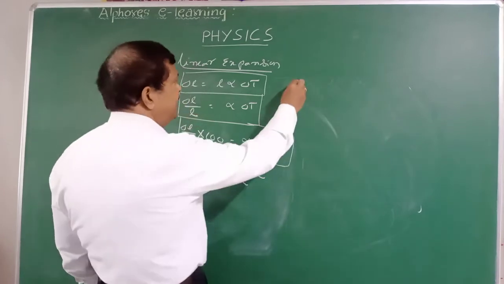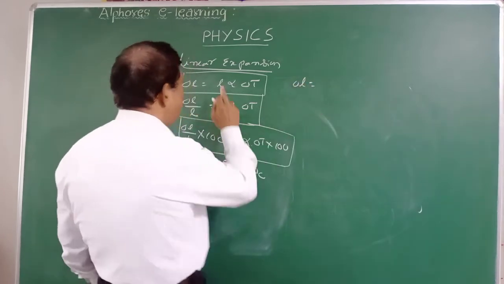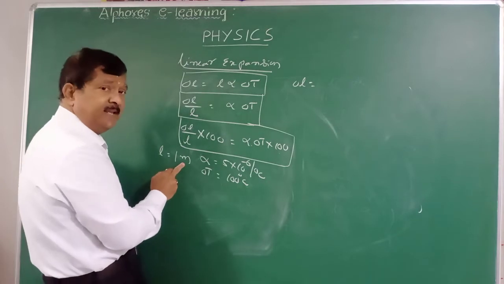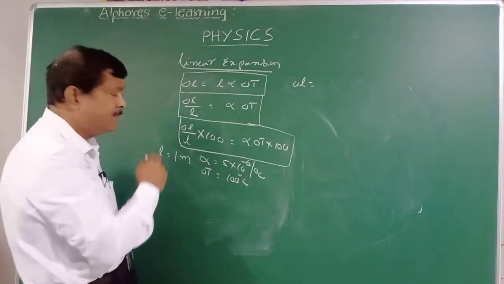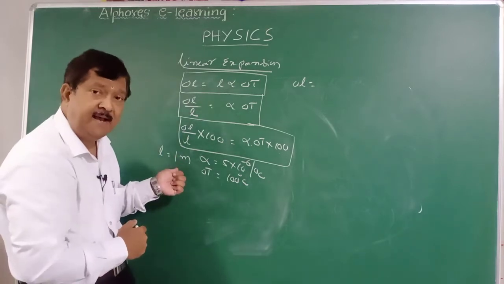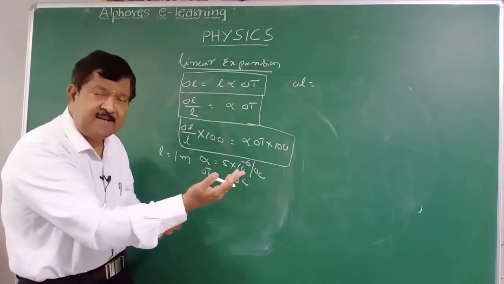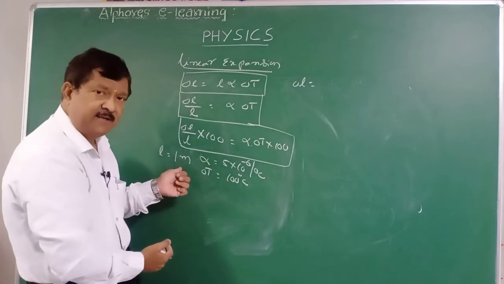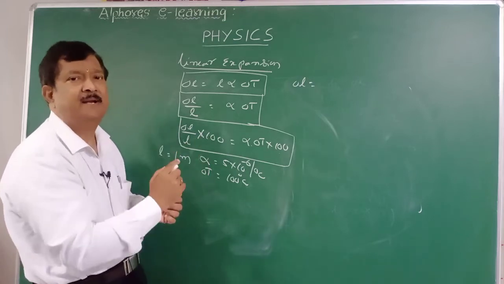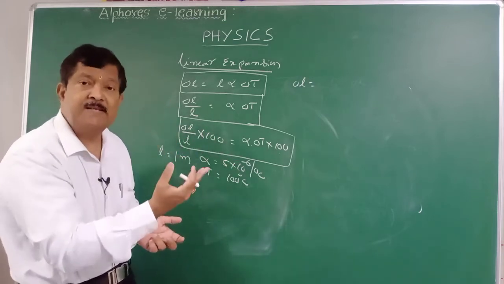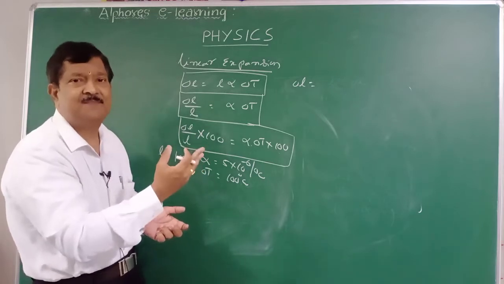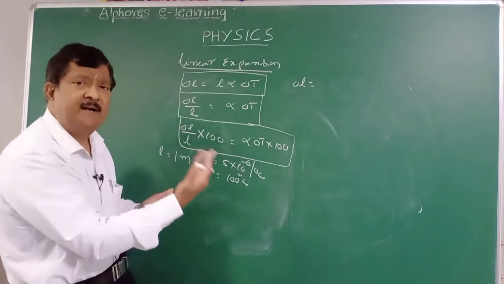What is the change in the length? Delta L equal to L alpha delta T. What is the length initially? 1 meter. Remember, when you are using the length in meter, the change in length also you will get in meter. If you want the change in length in centimeter, you can also take the initial length in centimeter. Generally, we have to express all the answers in the SI system. So let us take this 1 meter directly.